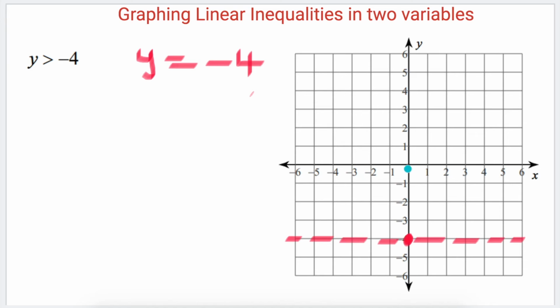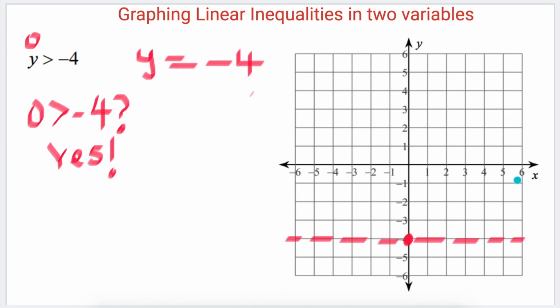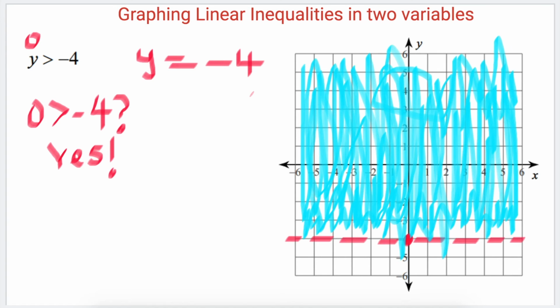Finally, we need to determine whether we need to shade above this boundary or below the boundary. So we're going to use the zero test. I'm going to take the number 0, substitute where y is, and then we're going to test and see if the inequality is true. So is 0 greater than negative 4? And the answer is yes. Since the answer is yes, I need to shade where the 0 value is. Where 0 is, all the possible values make the inequality true. And that's where I'm going to shade.